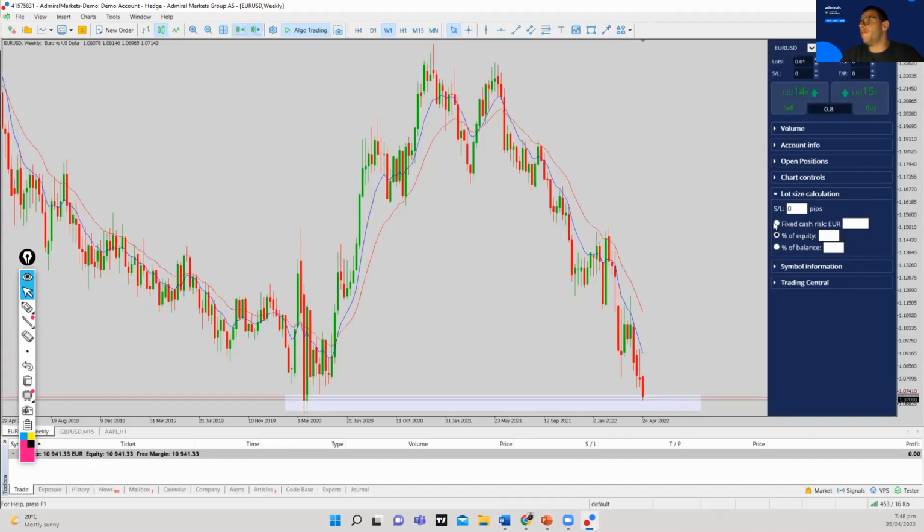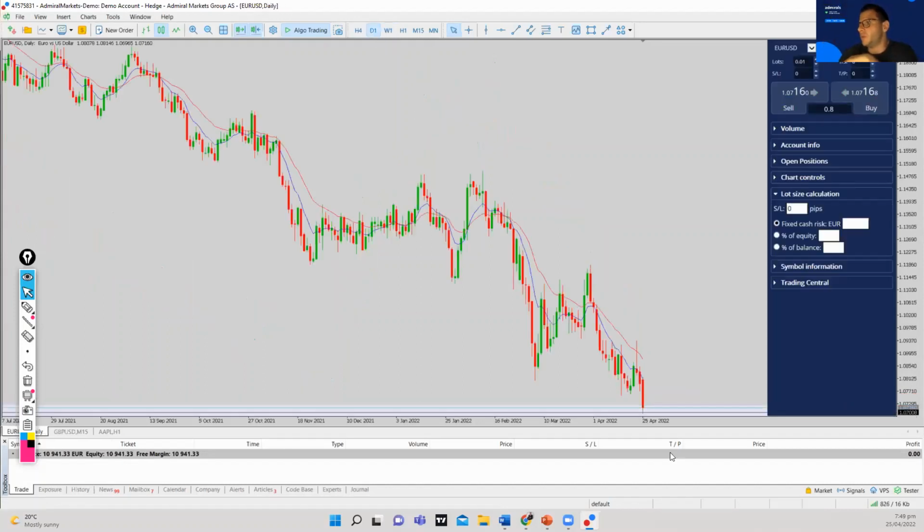I exclusively use a fixed cash risk. Because of my account size and so forth, I prefer to stick to 200 euros. Every time I trade, I risk 200 euros of my account. It's good to show you an example because it's easier for you to understand.